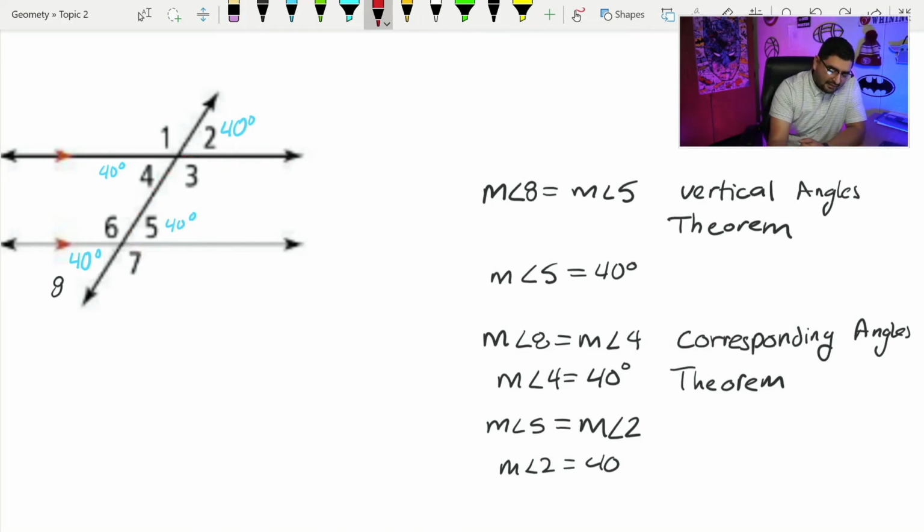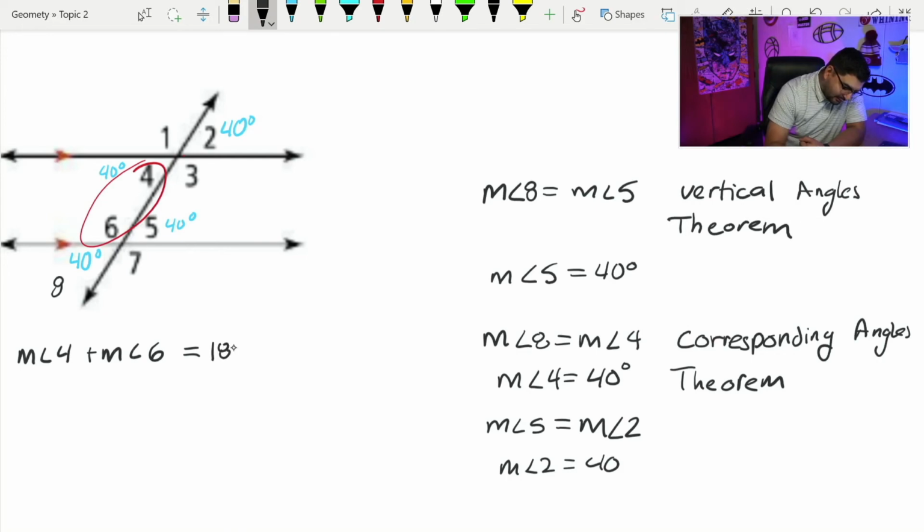We also have another pair of same side interior angles with angles 4 and 6. And what the postulate says is that if you add these two angles up, you should get 180 degrees. Or in other words, these two angles are supplementary. So we know that the measurement of angle 4 plus the measurement of angle 6 should equal 180 degrees.